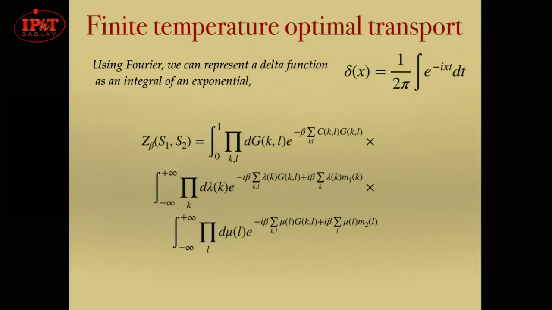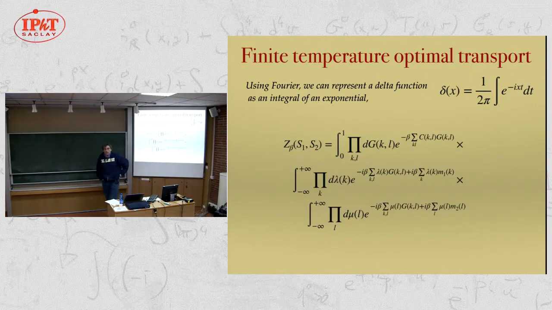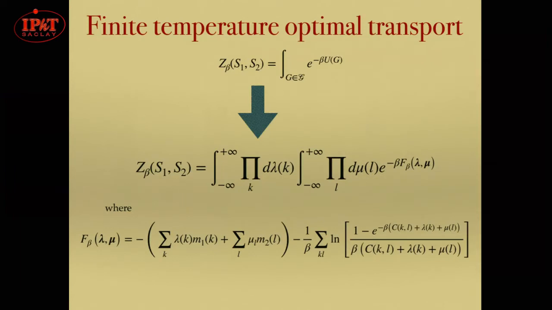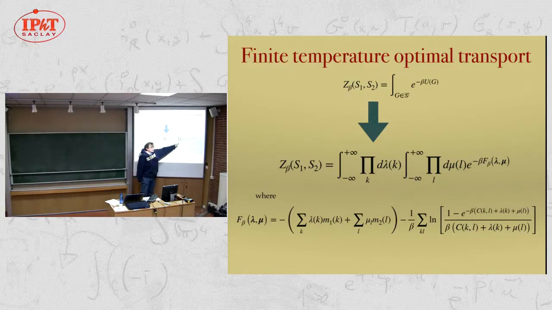Once you have that, you know that the delta function, you use Fourier to represent them as an integral. The interesting thing is once it's written like that, you can integrate analytically over the G, meaning you can make the G disappear. And once you have that, you get an expression for your partition function. That's an integral over unconstrained variables lambda and mu with a functional f beta, but that functional depends only on lambda and mu.